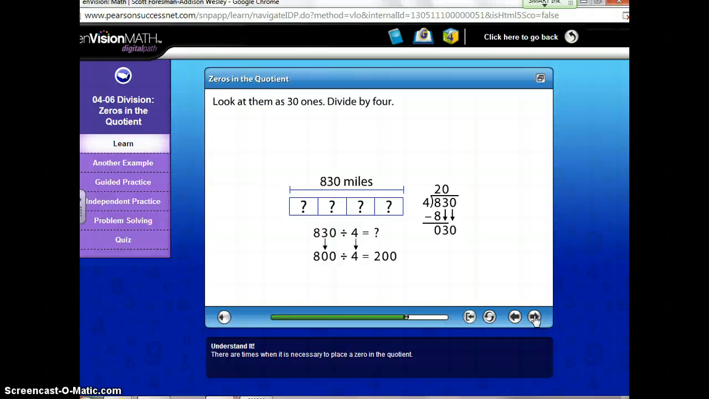How many 4s are in 30? Kiara, about how many 4s are in 30? 7 of them. That's right. So when we finish, we have 207 with the remainder of 2. Is it okay to have a remainder in long division? Absolutely. It means our leftovers.